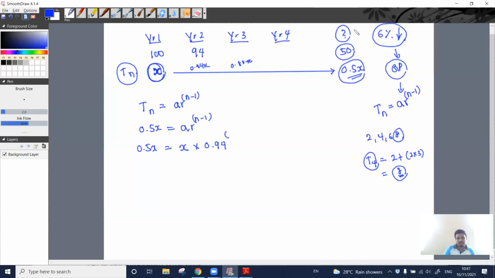After how many years, we will keep it as it is, n minus 1. Right? So here, now what can we do? We can eliminate this x. For that, we can divide both sides by x.